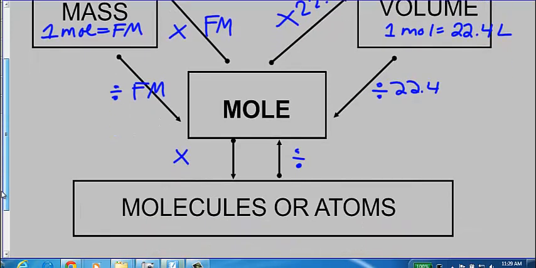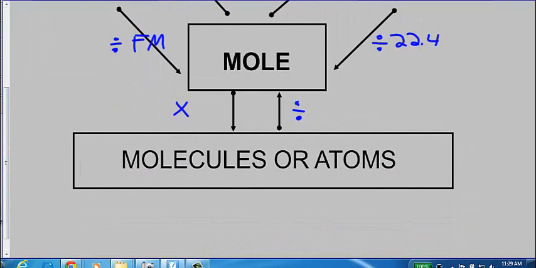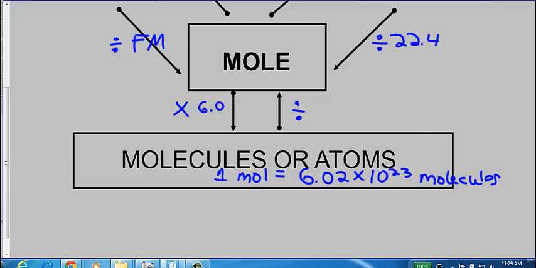And then finally, our first relationship that we learned was the mole and molecule. And we learned that 1 mole of any substance always contains 6.02 times 10 to the 23rd molecules. So if you're going from moles, you multiply by that number. And if you're going toward moles, you divide by that number. Remember, if you're dividing, then you must keep all your numbers in parentheses unless you decide to use that EE button that we talked about.